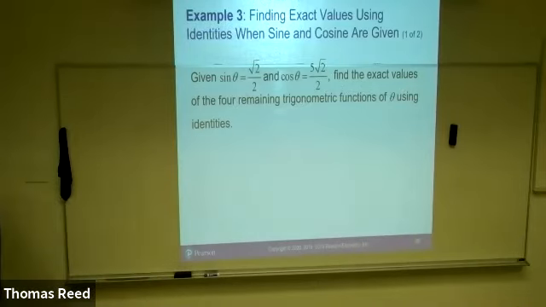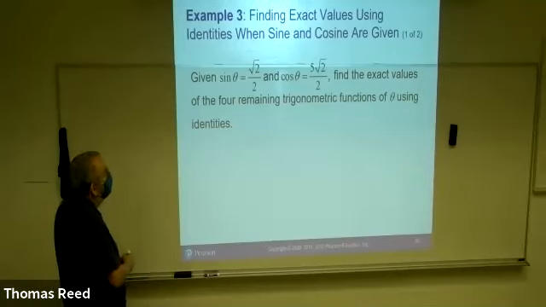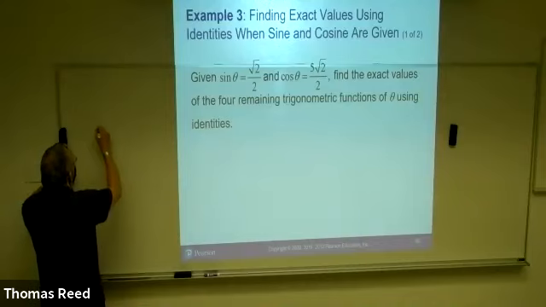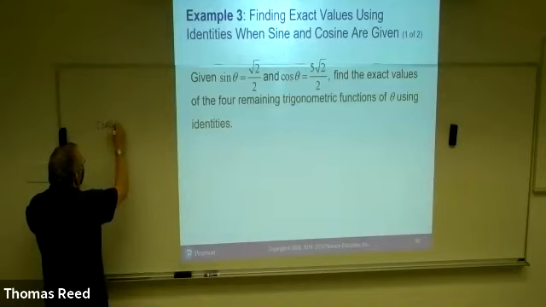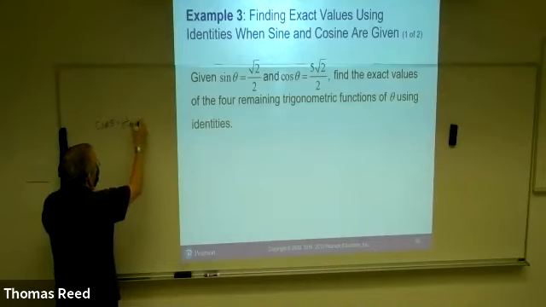I'm trying to remember how they solved this, because they solve things a little different than I do sometimes. But I'll go at it from my point of view. So cosecant is 1 over sine. It's the reciprocal of sine.